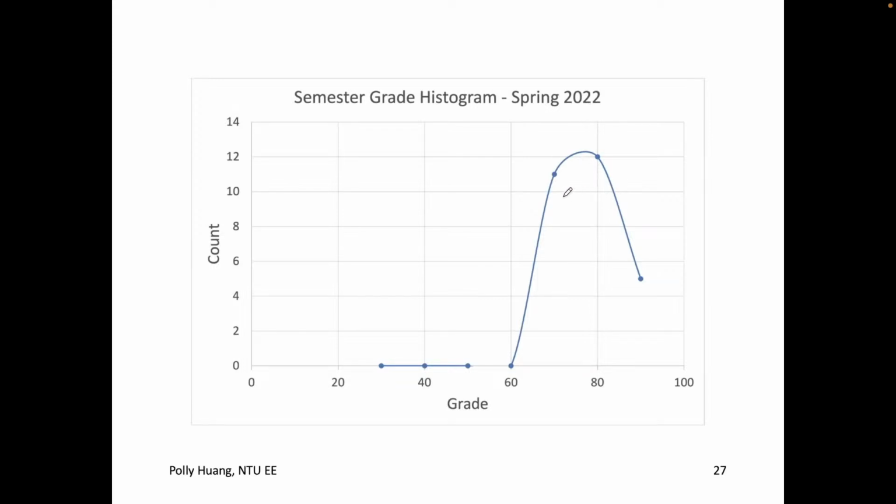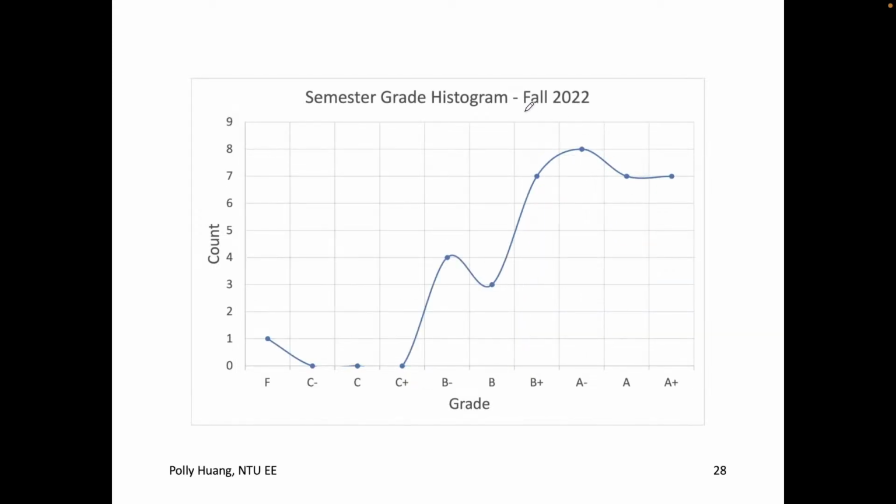Spring 22, again, you see mass majorities in the 70s and 80s. But starting from fall 22, there's a major change. The grades are now represented in the letter system. So the 70s and 80s correspond to a wider range of letter grades, from C plus all the way to A. In a way, you are seeing a finer granularity of grade distribution using the letter grades.